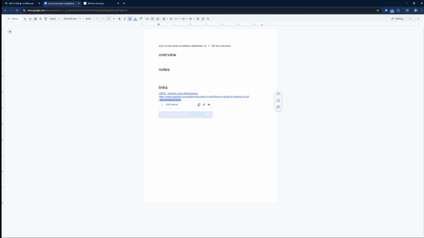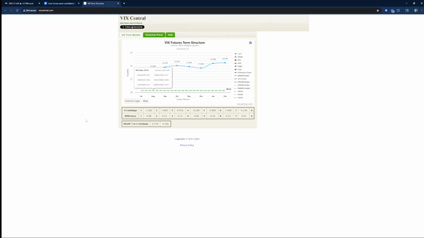This is the important part here. This is the VIX term structure. So this is the future expiring in July. This is the future expiring in August. This is the future expiring in September. The steepness or flatness of this curve tells you how stressed out the market is.